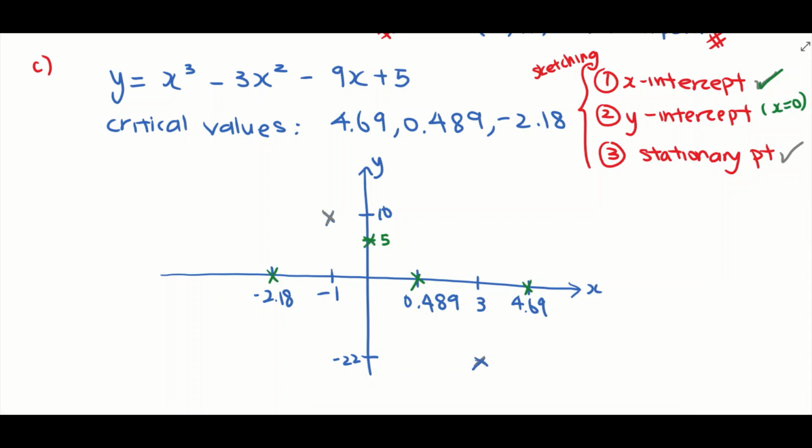So the last step is to combine, join all these points in one smooth curve. Remember, this is a sketch, so it doesn't have to be very exact, but it needs to have all these critical points, 1, 2, and 3. So this is the final sketch of the curve. Make sure to extend the curve after you are done, because it's a cubic curve.